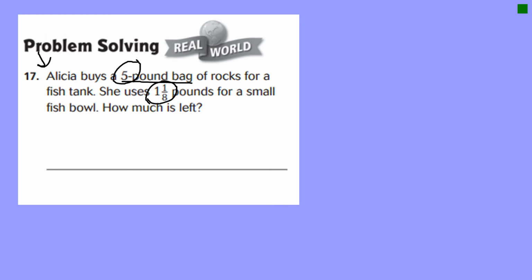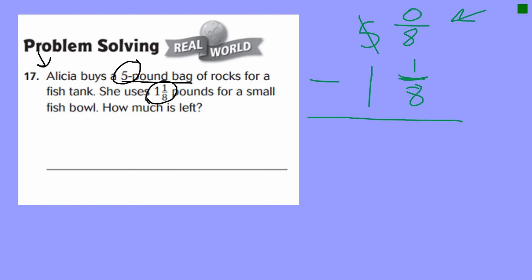Start with 5, take away 1 1/8, right? You guys got this. Start with 5, take away 1 1/8. How much is left? Are you thinking now? There's nothing up there, right? So there are 0 out of 8 pieces there to subtract 1 from. So what do we do? We've got to regroup.